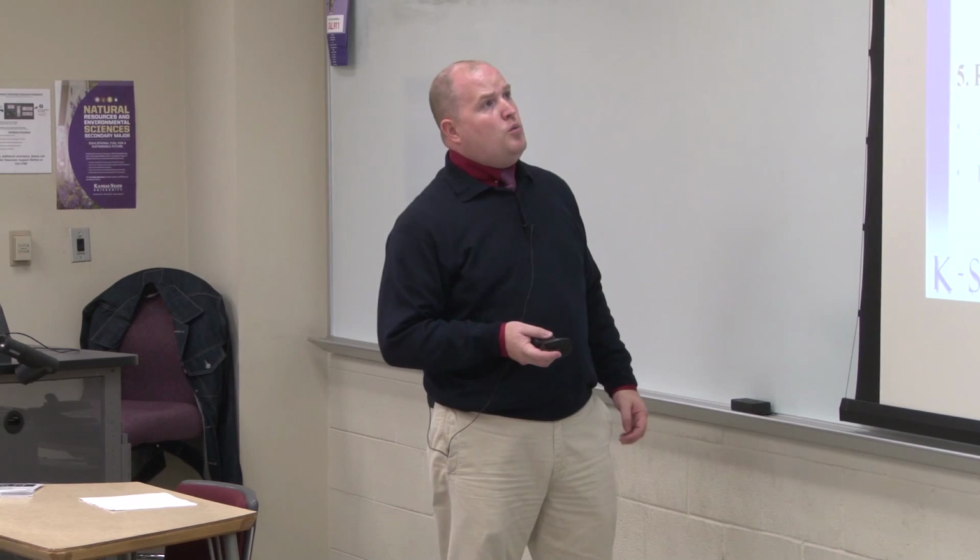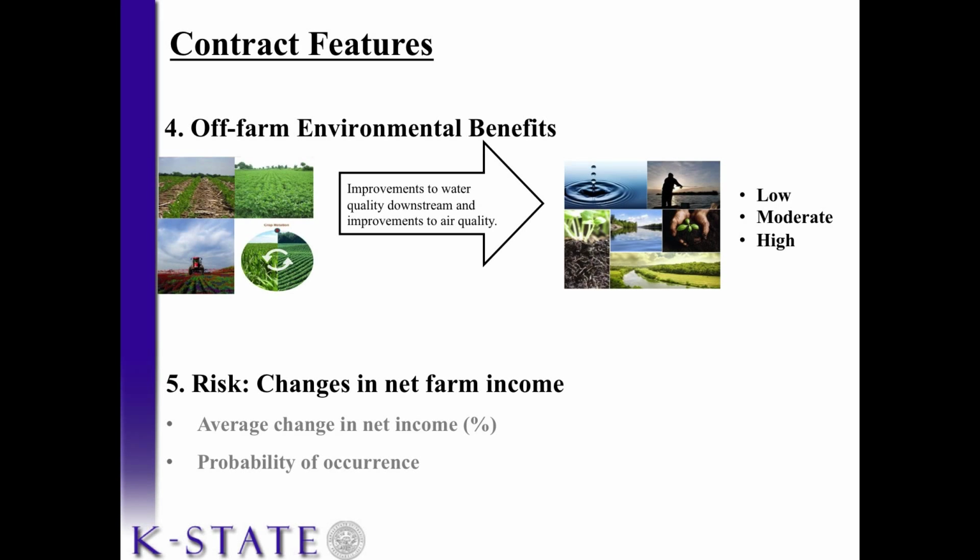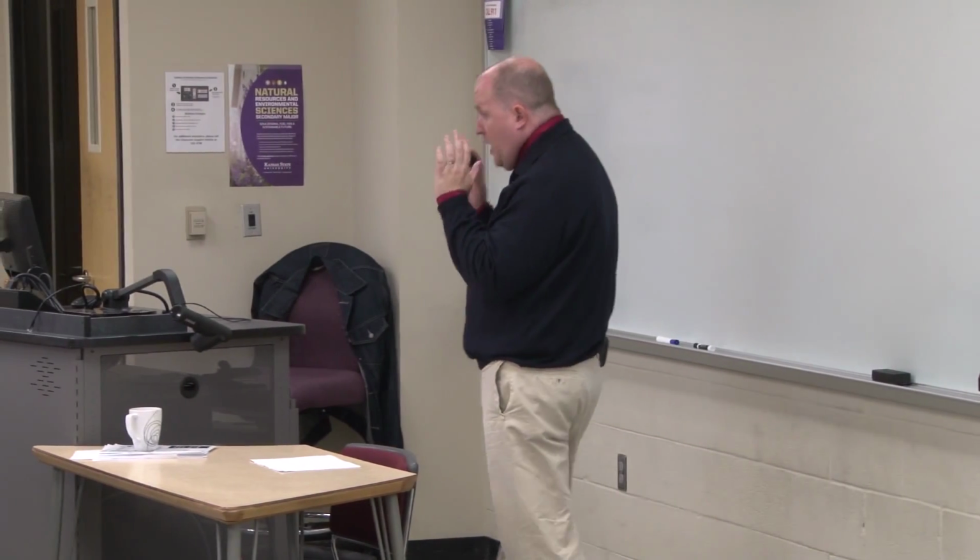And then we asked them about, there should be pictures here. Here they are. And asked them how important is off-farm environmental benefits. So we actually gave them a measure of medium, high, or low of the off-farm environmental impact. And then we had a question asking them about risk, changes in net farm income. So how would my net income, my bottom line, the income I earn, how would that change if I adopted this contract?